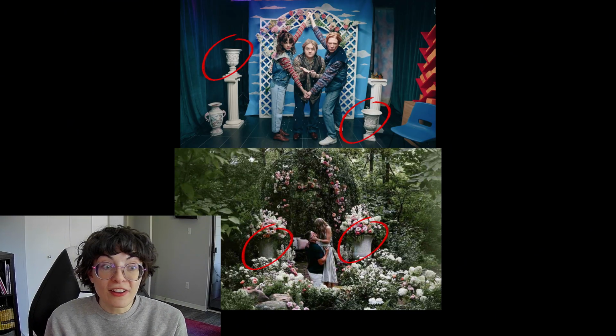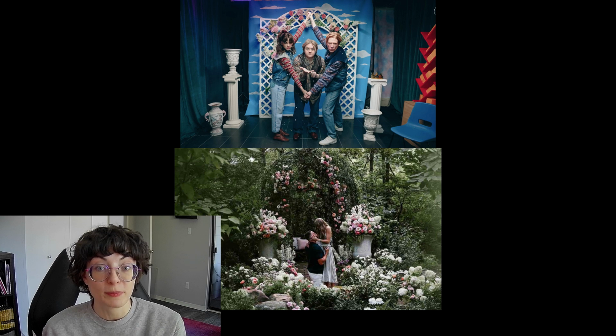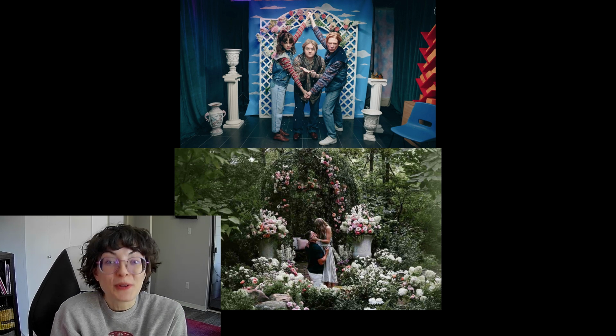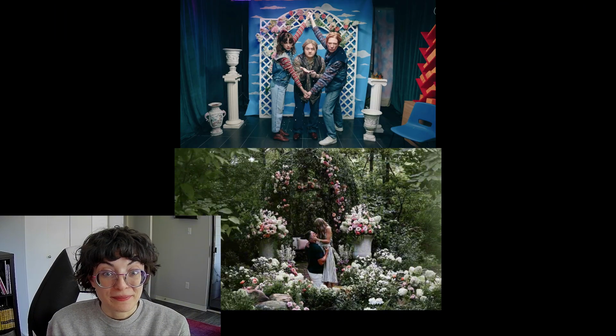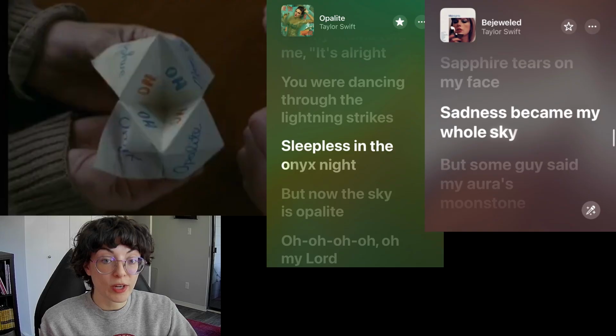The parallels are strikingly similar, and you could maybe have called it coincidence if it was just the Bejeweled music video, but she heard us talking about that and then chose to put it in another music video. Almost identical. It's intentional.